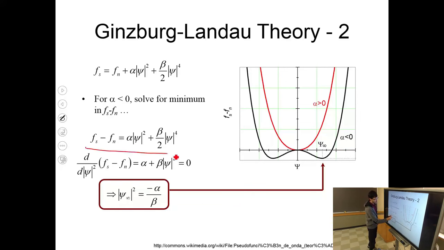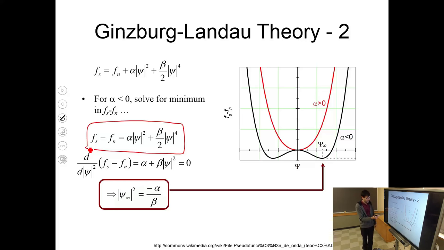You look at the energy gain or loss if you go into the superconducting state. So Fs minus Fn is proportional to these two terms. And now, if alpha and beta are both positive, then we are on the red curve here. It's a parabola. And what that tells us is that psi, the x-axis there, is 0. That's the solution. Energy is minimized for psi equal to 0. Right? So what can you do with the free energy? You want to minimize it to find the physical solution, right? That's what we have to do.